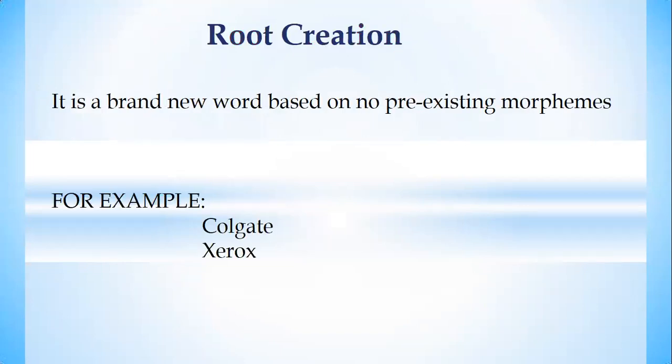Next, root creation. It is a brand new word based on no pre-existing morphemes. For example, Colgate, Xerox. So these have no pre-existing morpheme.